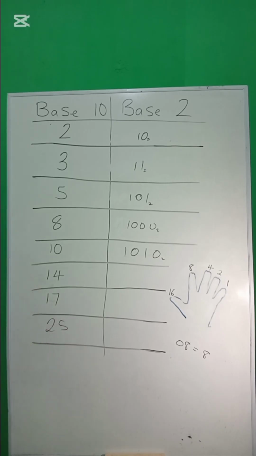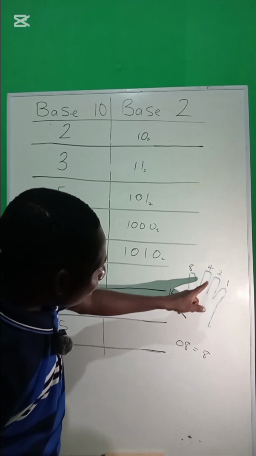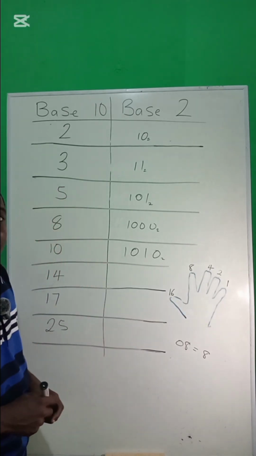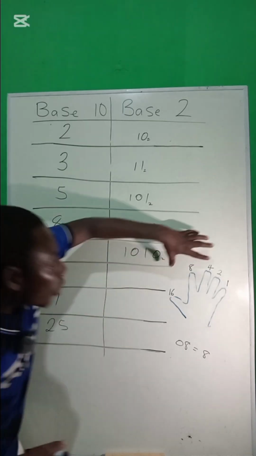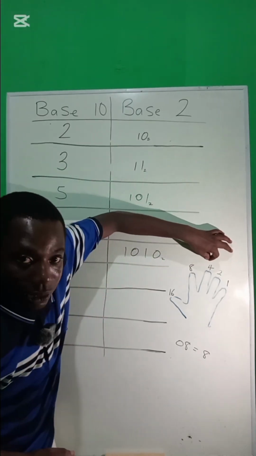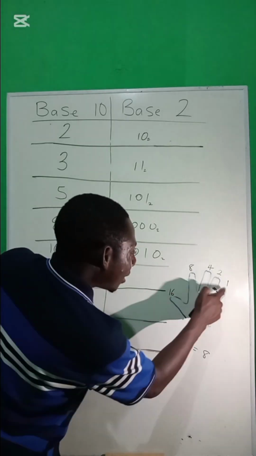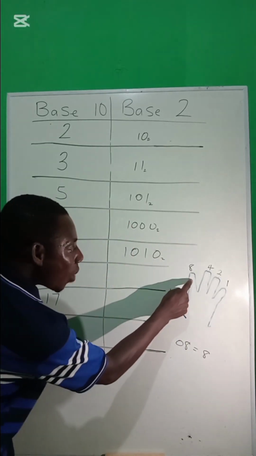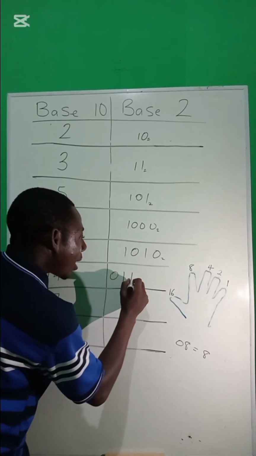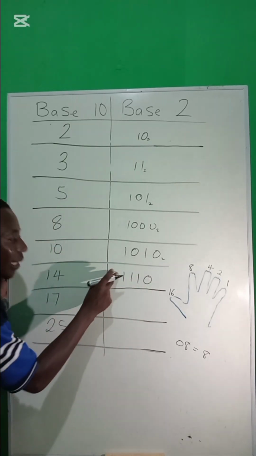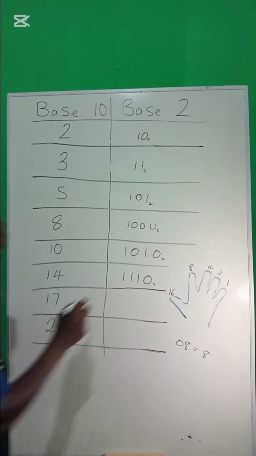Let's try the next one. 14. We can add 8 to 4. That will give us 12. Plus 2. That will give us 14. So the 3 alone will amount to 14. And that is, we are going to lift the 3 up, and then bring the rest down. So 0, 1, 1, 1, 0. If 0 begins, ignore that one. It becomes 1, 1, 1, 0 base 2.